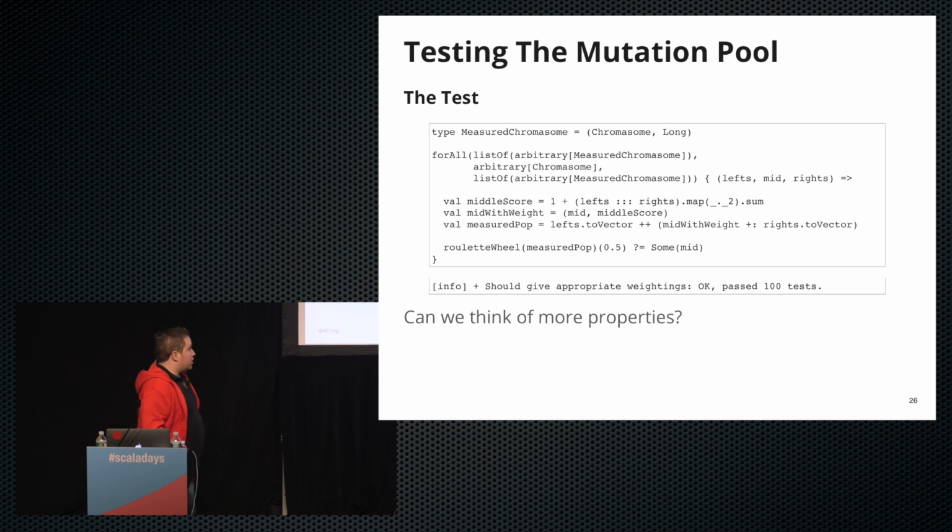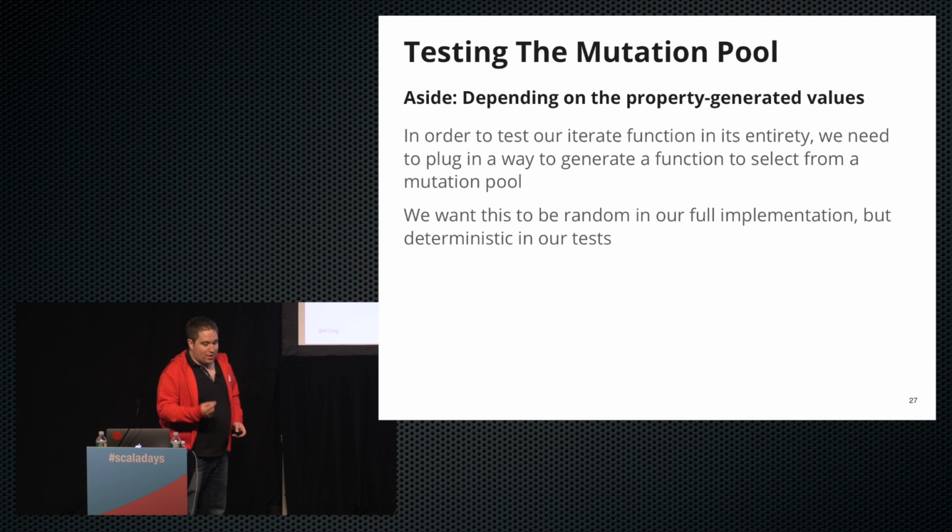I'm sure this is clearly not a comprehensive test. This is not going to make sure that our mutation pool works for everything, but it's more of, I suppose, an example to show you. And maybe we can think of some more properties, and maybe you could go away and think about how you'd best write these.